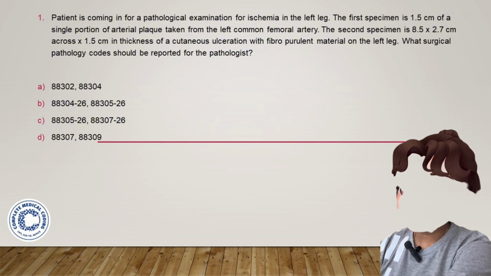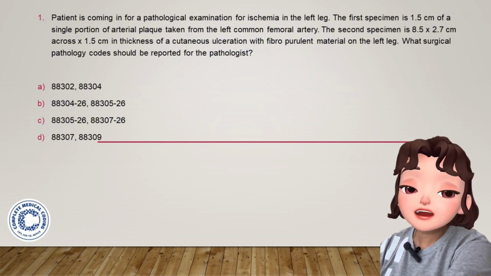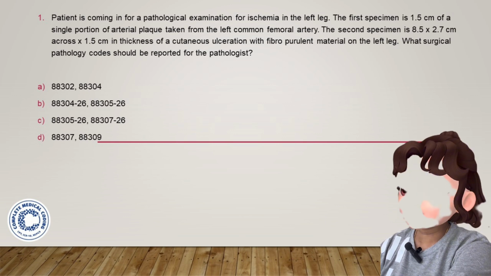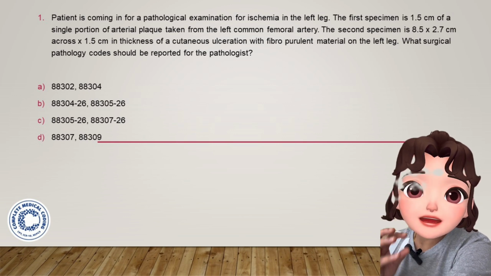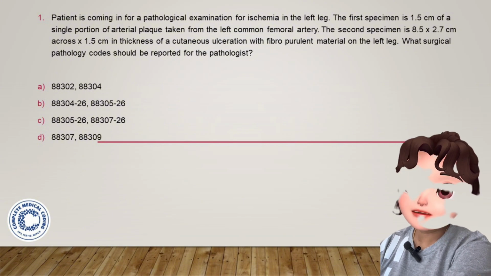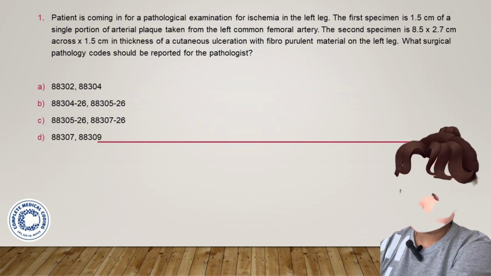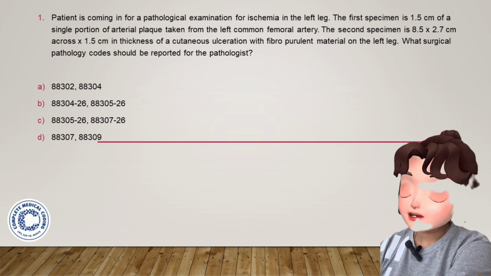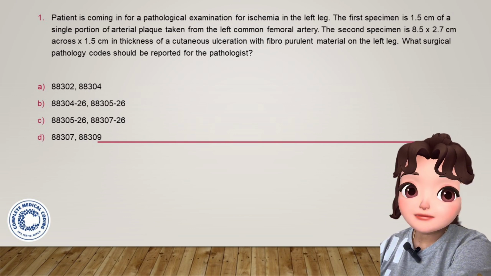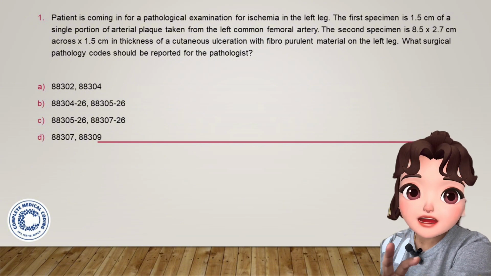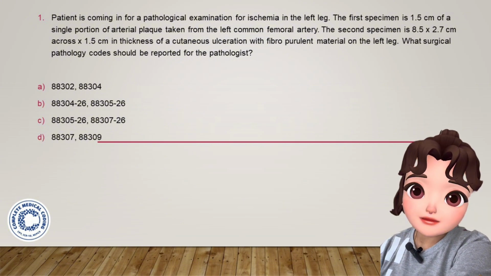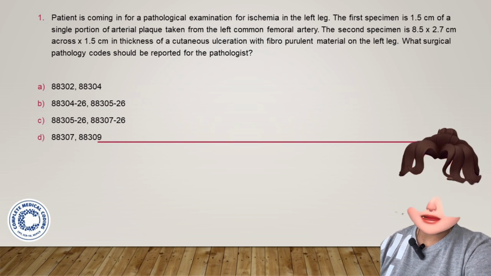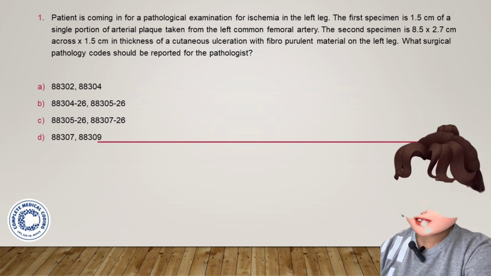Okay, but here in our question, it's clearly mentioned the patient is coming in for pathological examination for ischemia. The disease, the main diagnosis, is already present there. For the ischemia, the patient has come in for the left leg. So this will not be the code, because this is used to represent the absence of the disease. If the particular disease is not mentioned, then we will go for the level 2 procedure. So 88302 will not be the answer. So we will skip the first option.